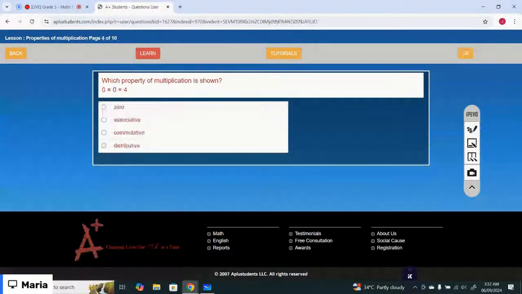Okay, which property of multiplication is shown? 0 equals 0 times 4. So 0 is the number that when multiplied with whatever number makes it 0, right? So that is known as the zero property of multiplication. Multiplying by 0 makes everything 0. Option number 1 is the correct option.